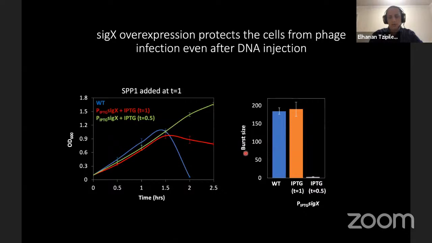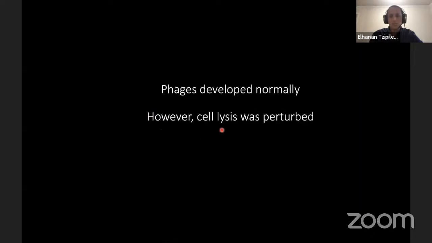Then we monitored the burst size. Burst size is the number of phages formed inside the cells. And we found that when we added IPTG before phage addition, almost no phages formed inside the cell. However, when we added IPTG right after the phages, the number of phages formed inside the cell was completely the same as in wild-type cells, but although there is the same number of phages, the cells are still protected from lysis. So it looked like phages develop normally when we induce sigma X after phage invasion. However, cell lysis was still perturbed.